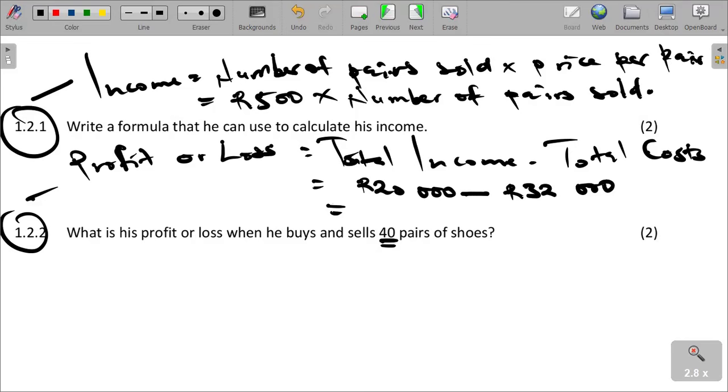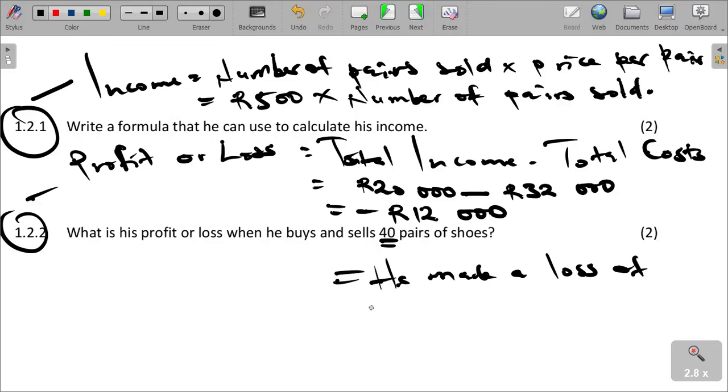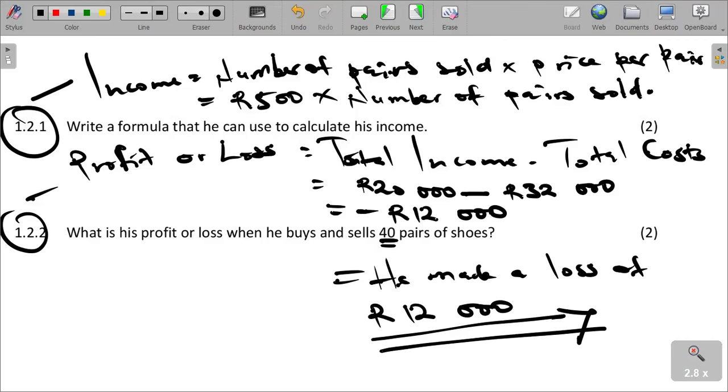Which gives us minus 12,000. Minus 12,000 means that the man made a loss of 12,000 Rand, because as you can see, total income minus total cost tells us whether it is a profit or a loss.